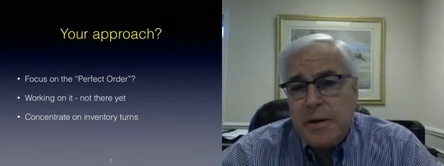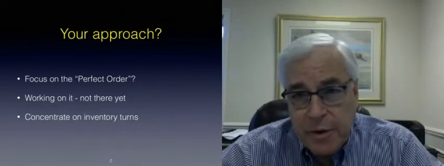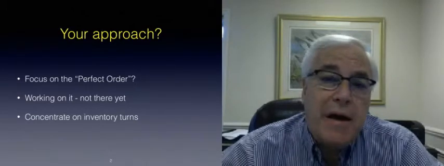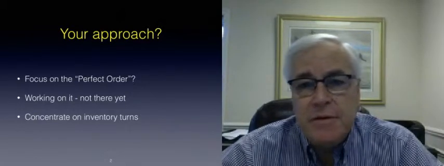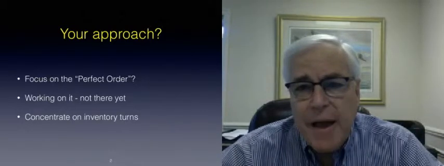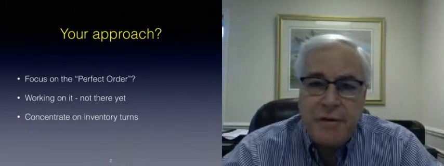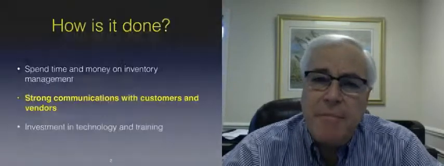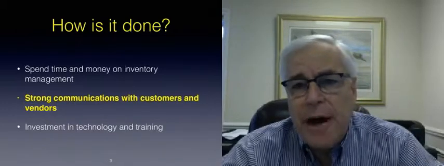But first, I want to ask you about your approach. What's your company's focus? Are you concentrating on the perfect order? Are you in another mode, let's say, working on it, but you don't feel you're quite there yet as far as the search for the perfect order is concerned? Or is your primary emphasis on inventory turns and less concentration on the metrics of fill rates and inventory availability? So your response to what I'm going to talk about may vary with your philosophy at your company, but how do the masters do it?